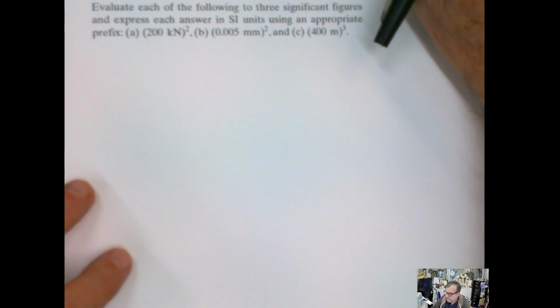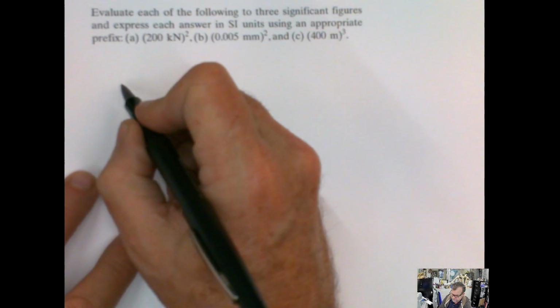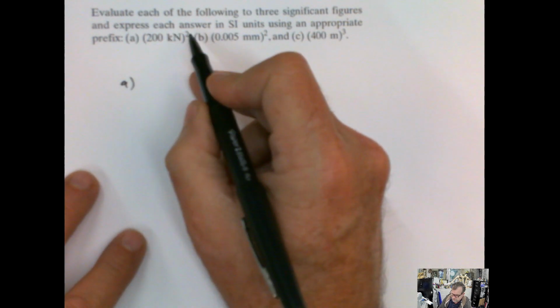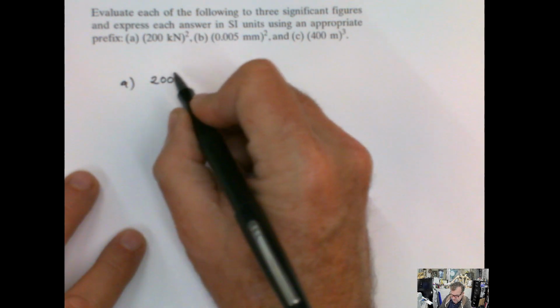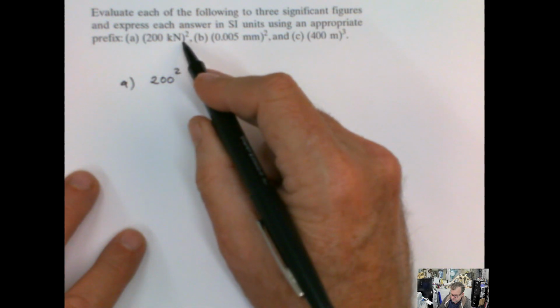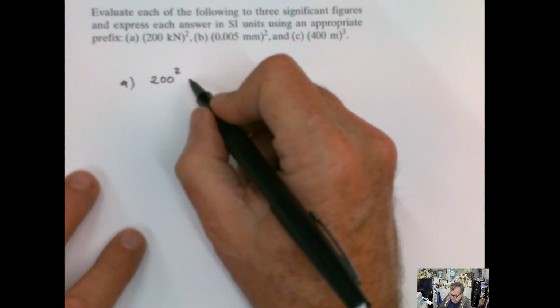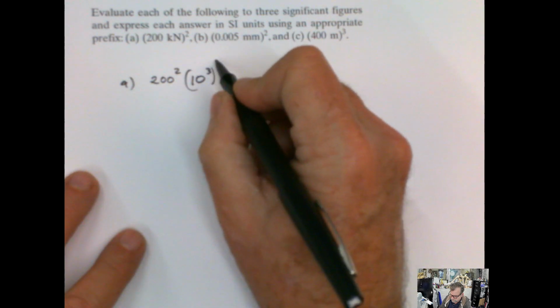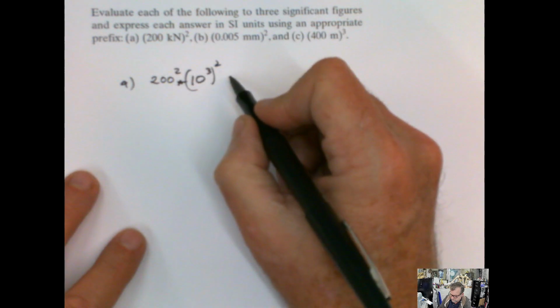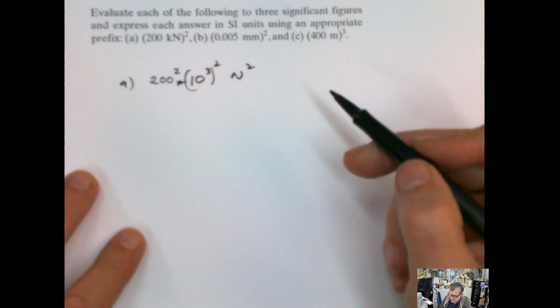Okay, let's keep going with problems involving exponents in the units. Part A, (200 kilonewton) squared. I'm going to put it exactly like that. That would be basically 200 squared, kilo squared, newton squared, where kilo is 10 to the third. I just took outside the parentheses all of them.